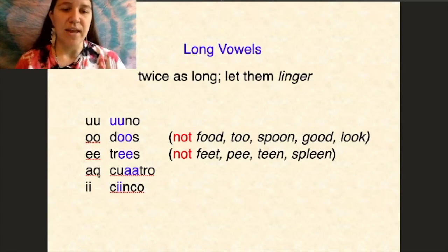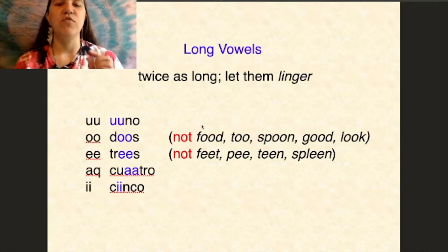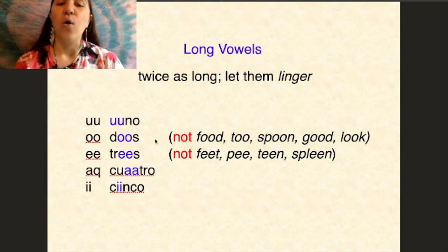And sorry, this is supposed to be an A here. I'm sorry for my typo, but, so for example, instead of just uno, it would be uuno, oo, dos. And be careful to recognize that when you see the double O's, it's not the same as in English where it's food, to, spoon, good, or look. It's the o, u, o, e, a, e. U, uno, o, dos.